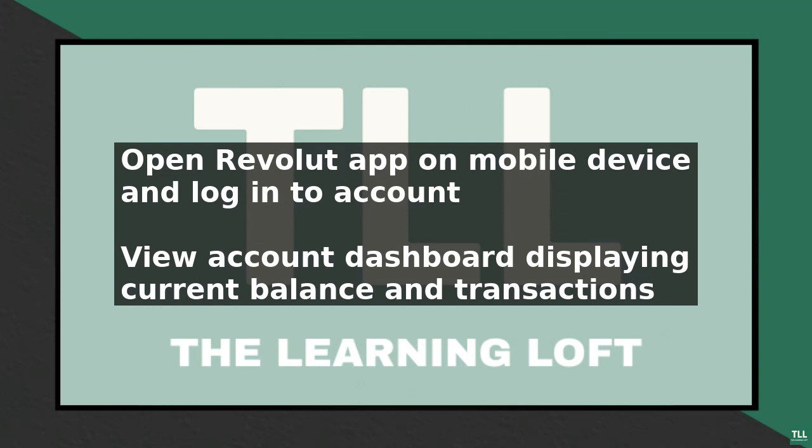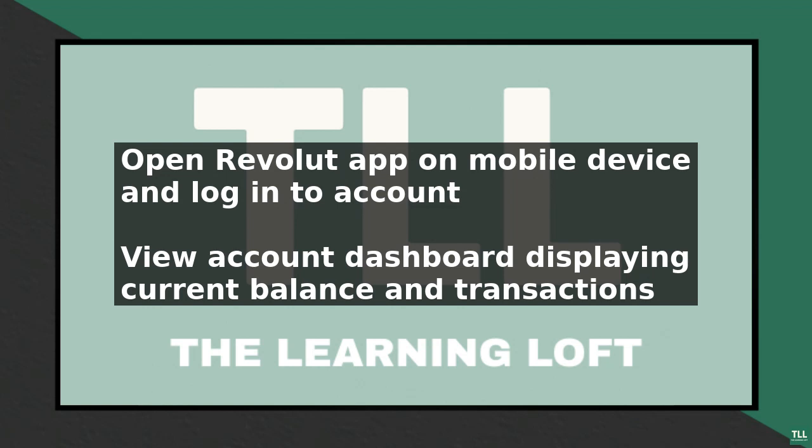First, open the Revolut app on your mobile device and log into your account. Once you are logged in, you will see your account dashboard, which displays your current balance and recent transactions. To make a payment, tap on the Pay button at the bottom of the screen.